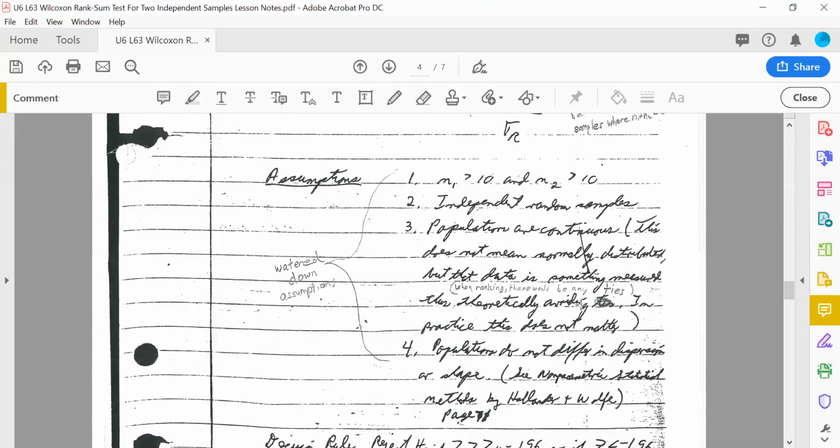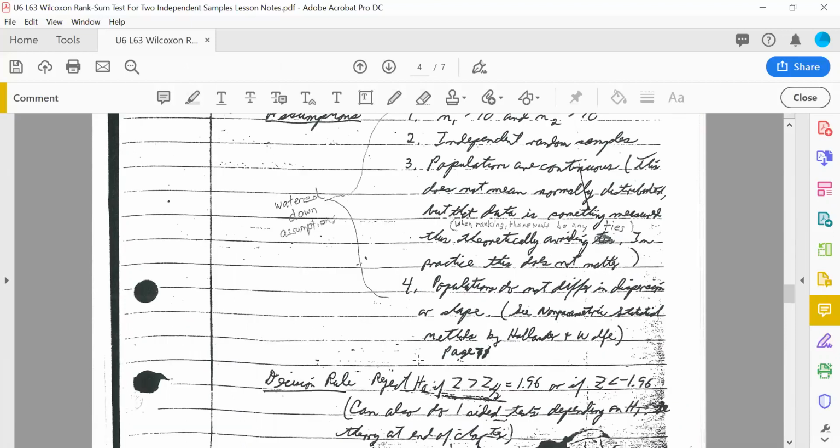Look at these assumptions. Samples just have to be greater than 10, not 30. Independent random samples. Populations are continuous. And it says this does not mean a normal distribution. It just means something that can be measured, like ranking things. And I'm not saying that the populations have equal variance. They just do not differ in dispersion or shape. That means they kind of look alike. These are much more watered down than the parametric counterparts. Just got to copy that down.